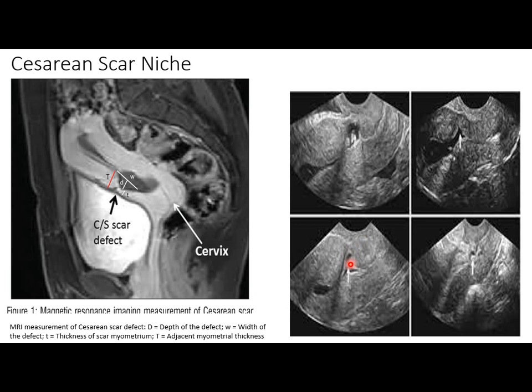This is triangular or diamond shaped, occurring at the anterior uterine wall at the inferior segment. And this is the scar defect or scar niche. This is normal myometrium. This is the remaining myometrium over the scar area, and this is the depth of the scar niche, and this is the width of the scar niche.